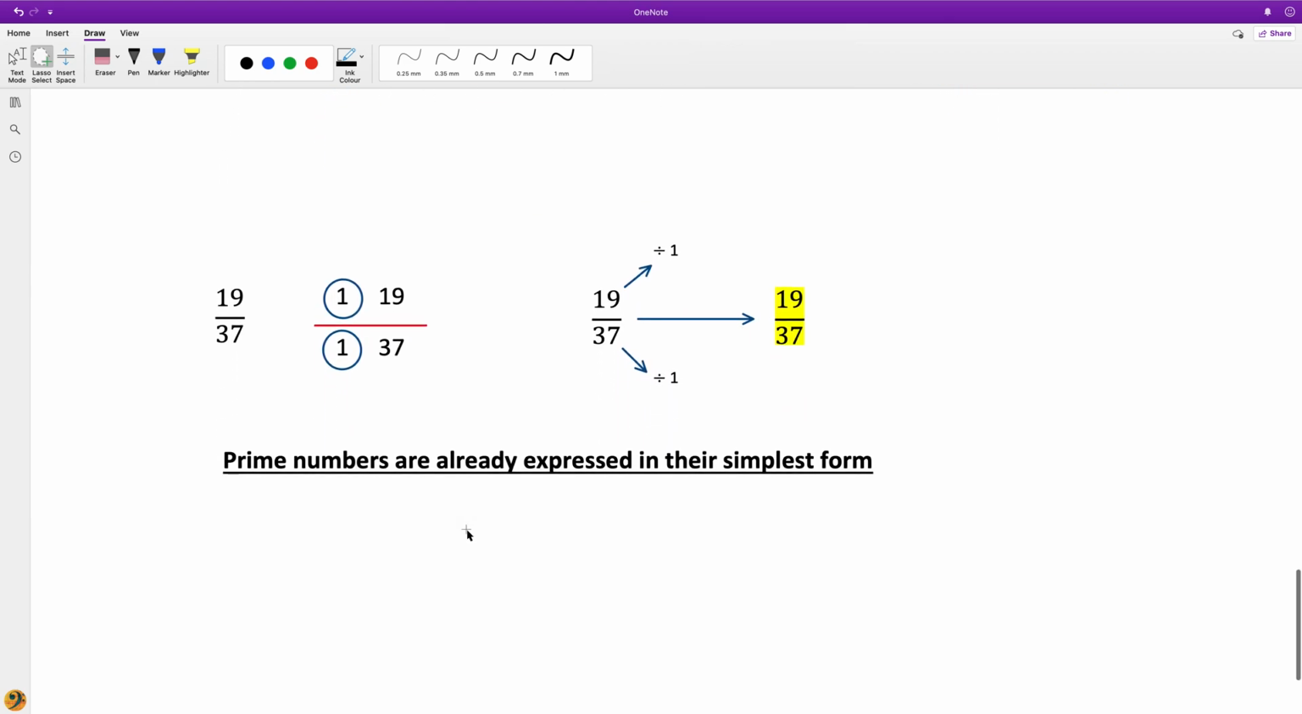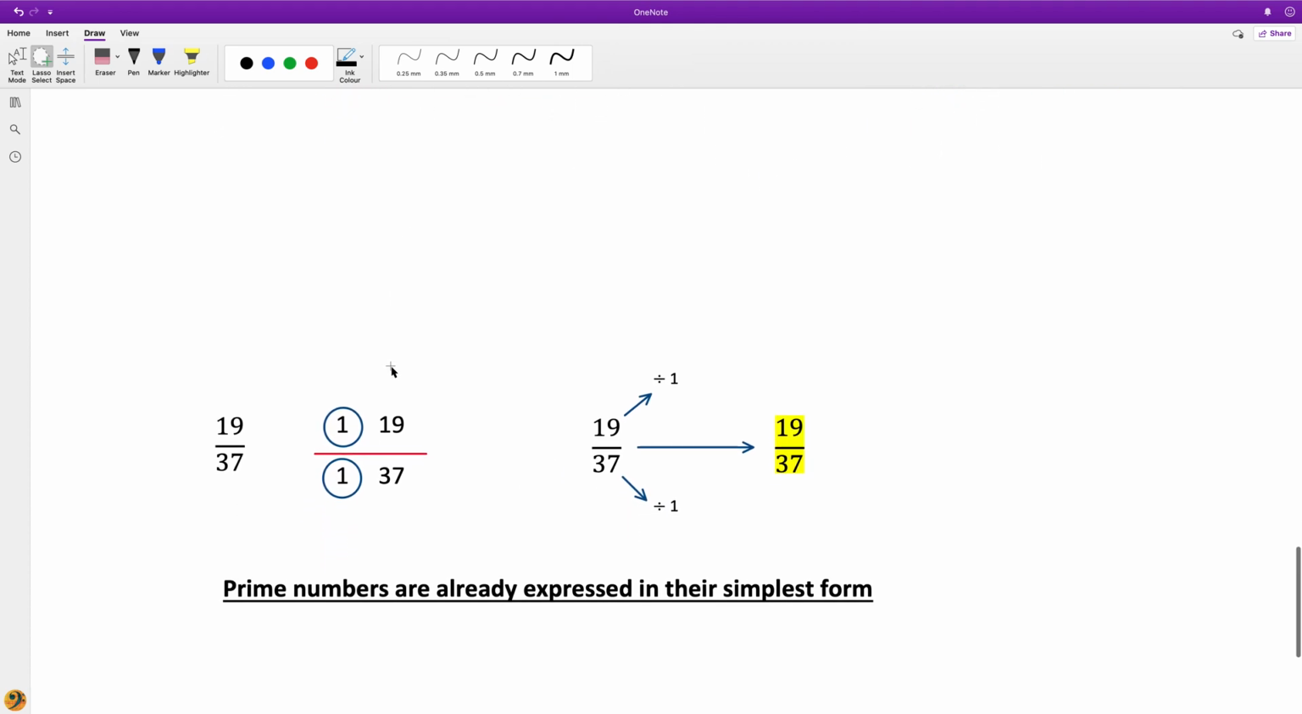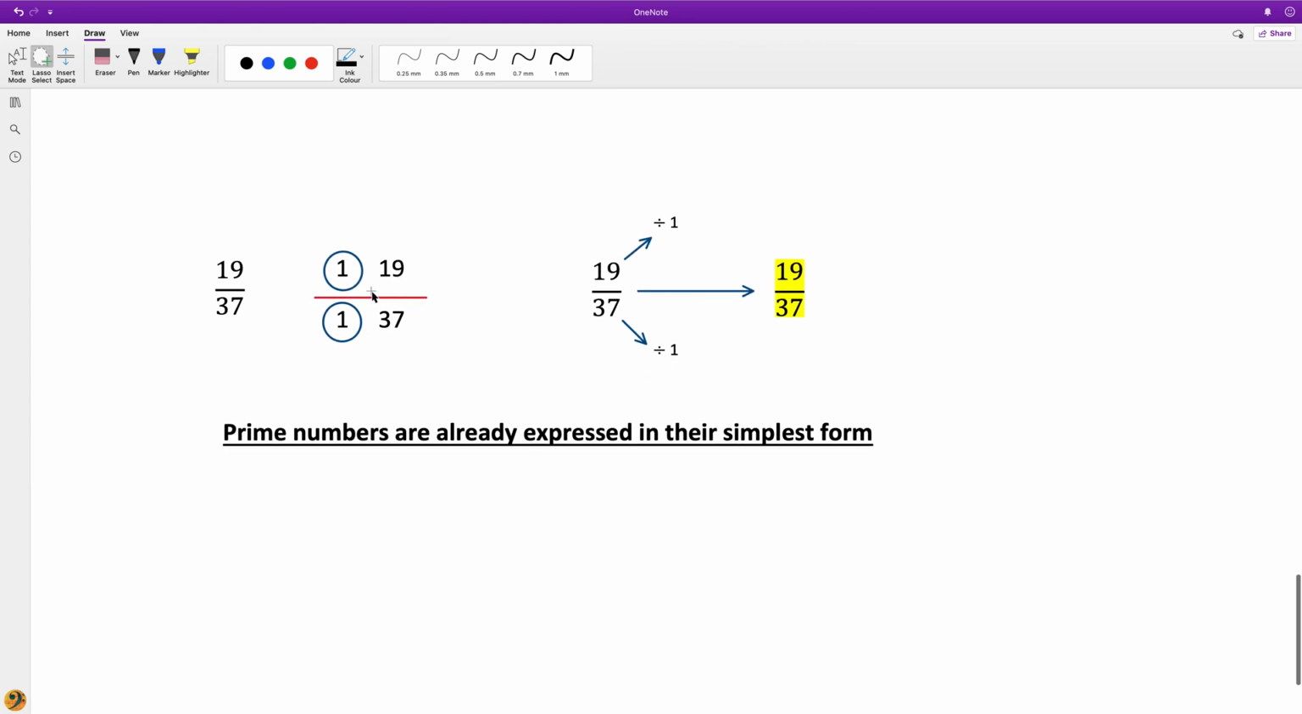So sometimes you'll be given a fraction where, once again, you can't simplify it any further like we couldn't in this previous example. So we'll have a look at this one here. But there's not many factors to choose from here. So our starting fraction is 19 over 37. Simplify that. Well, once again, we follow the rules.